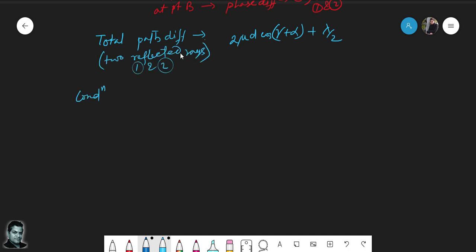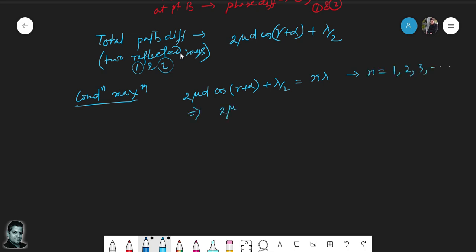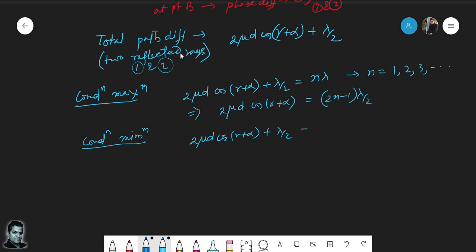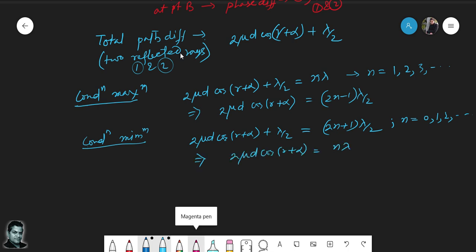Now these two rays, as they interfere, will produce either maxima or minima. The condition for maxima would be that this path difference is equal to n lambda, where n is 1, 2, 3 and so forth. Rearranging this, you get the condition of the maxima as (2n minus 1) lambda by 2. The condition for interference minima would be the path difference 2 mu t cos(r + alpha) + lambda by 2 is equal to (2n plus 1) lambda by 2, an odd multiple of lambda by 2. This is the condition for the minima, where n is 0, 1, 2 and so forth. Then rearranging this, you get 2 mu d cos(r + alpha) is equal to n lambda. So these are the two conditions that we have to remember for the wedge-shaped thin film interference.